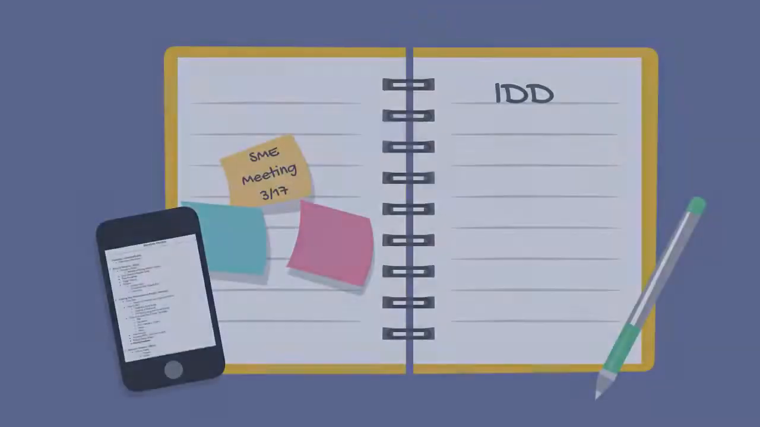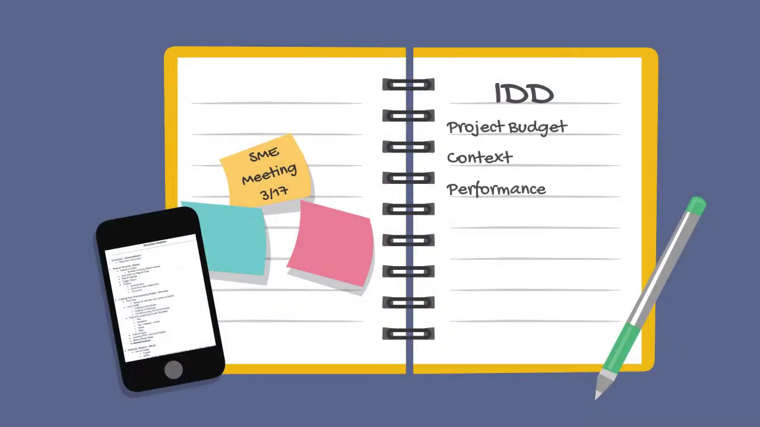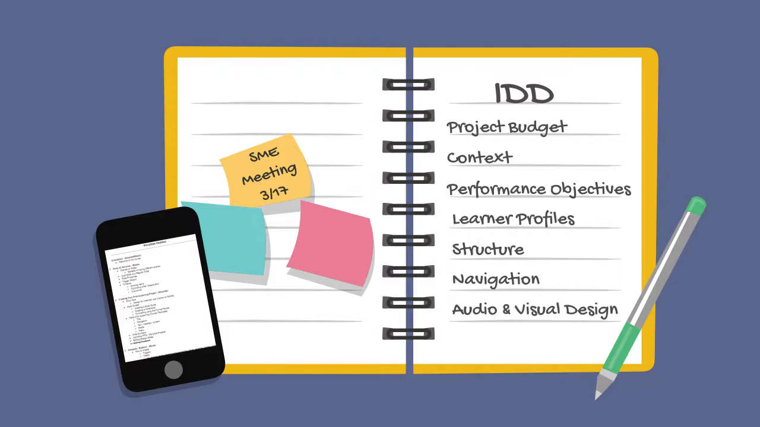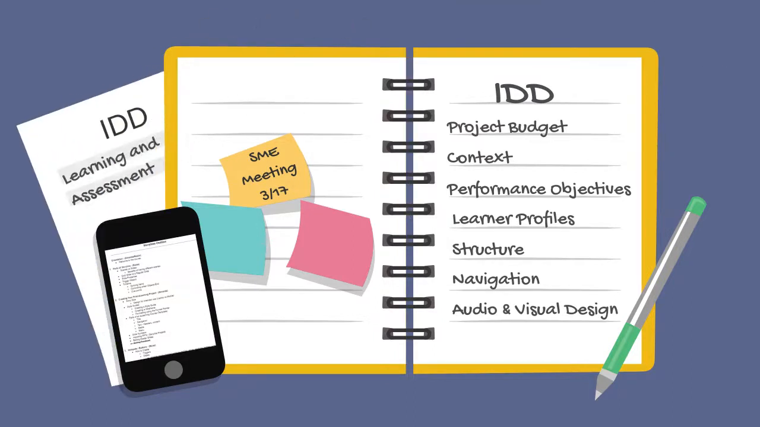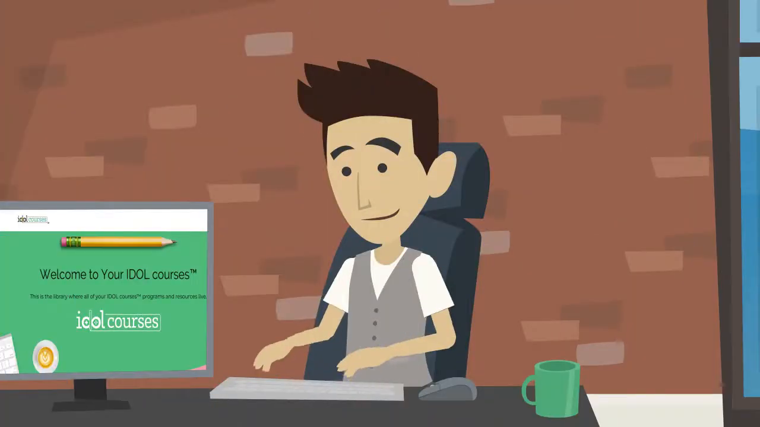Your instructional design document identifies the project budget, context, performance objectives, and learner profiles for the course. This document provides the structure, navigation, audio, and visual design elements that you incorporate into your final training solution, as well as the learning and assessment strategies your course uses to ensure that learners achieve the course objectives.